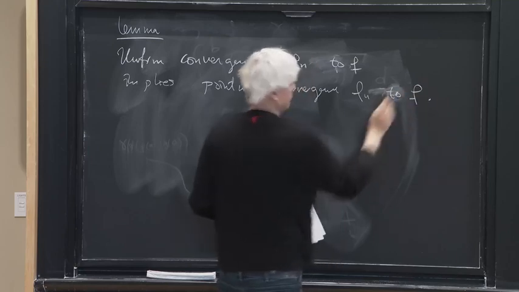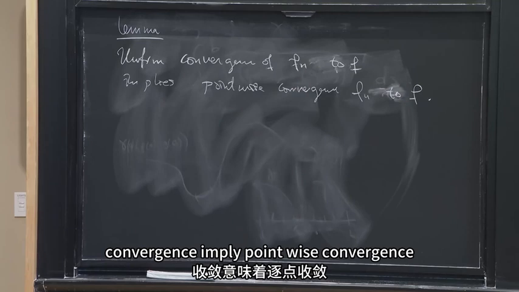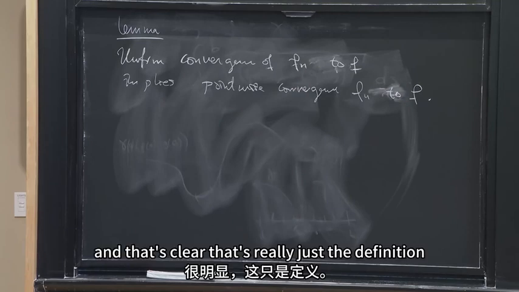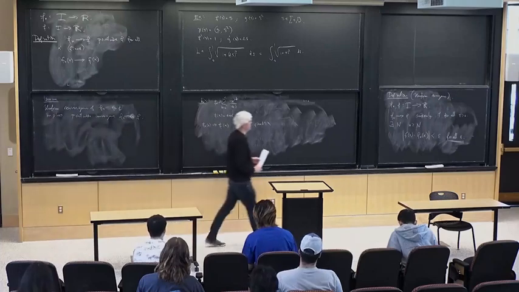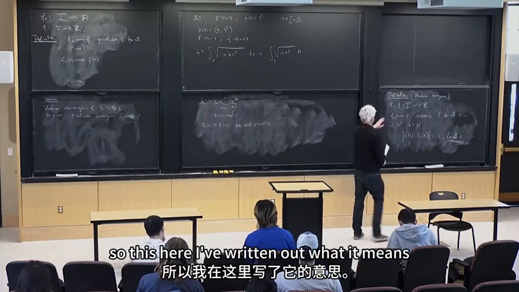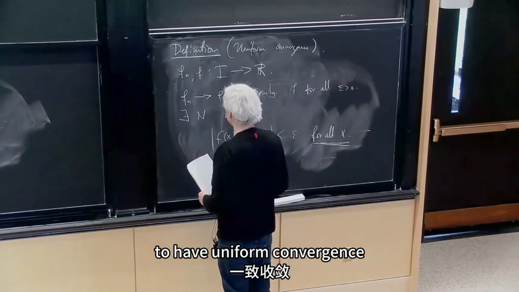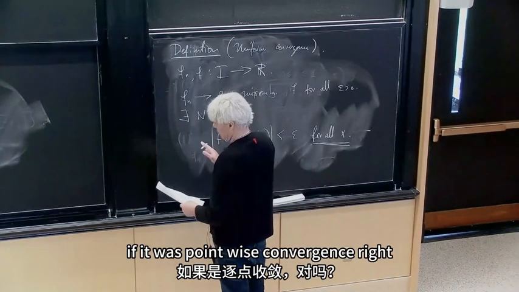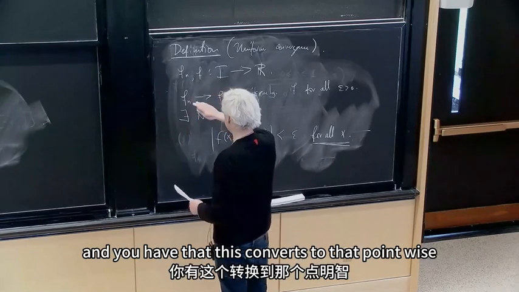Okay, so uniform convergence implies pointwise convergence. And that's clear, that's really just the definition. Here I've written out what it means to have uniform convergence. If it was pointwise convergence, then you have these functions again, and you have that this converges to that pointwise.